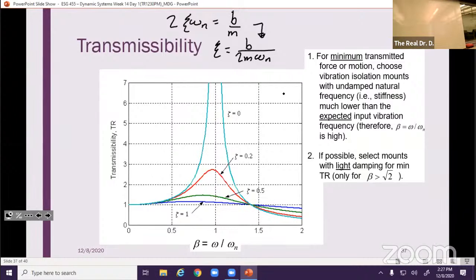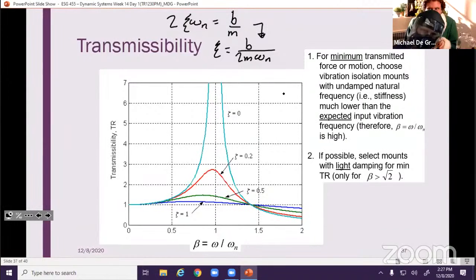Does that make sense? That makes sense? Everybody tracking? You guys have any questions so far on transmissibility?